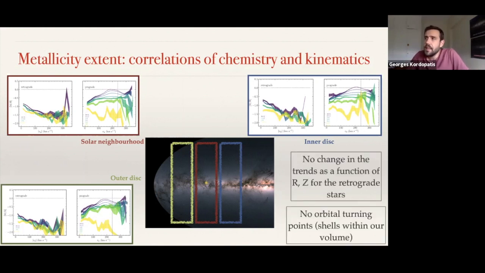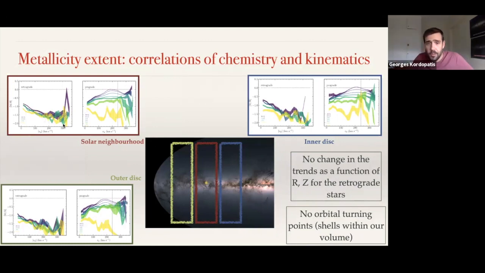And so this tells us two things. First of all, as I told you, that there's no change in the trends as a function of R or Z for the retrograde stars, and that therefore those are, again, a well-mixed population. But also this tells you that within the probed volume, you have no orbital turning points for the different potential subpopulations that you have. This means you don't have shells in your accreted subpopulations that could make a change here in the velocities and or the metallicity that would change the regime of this correlation.